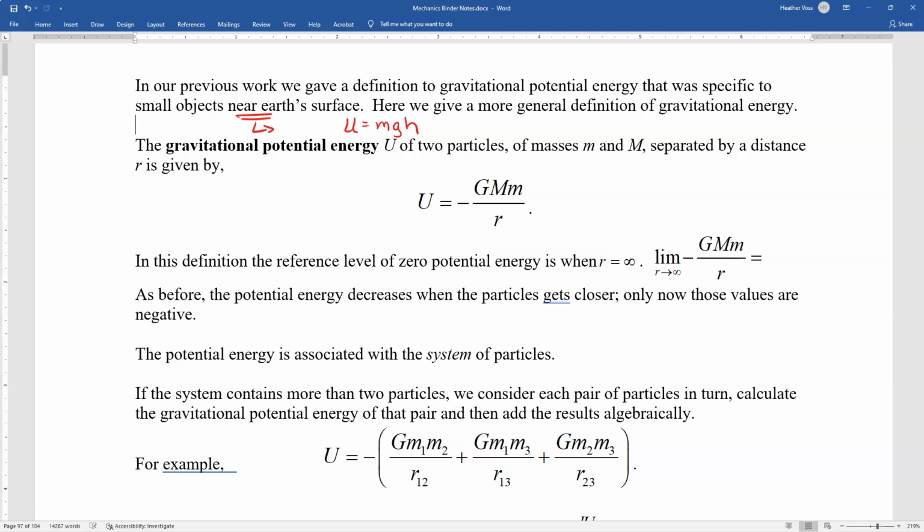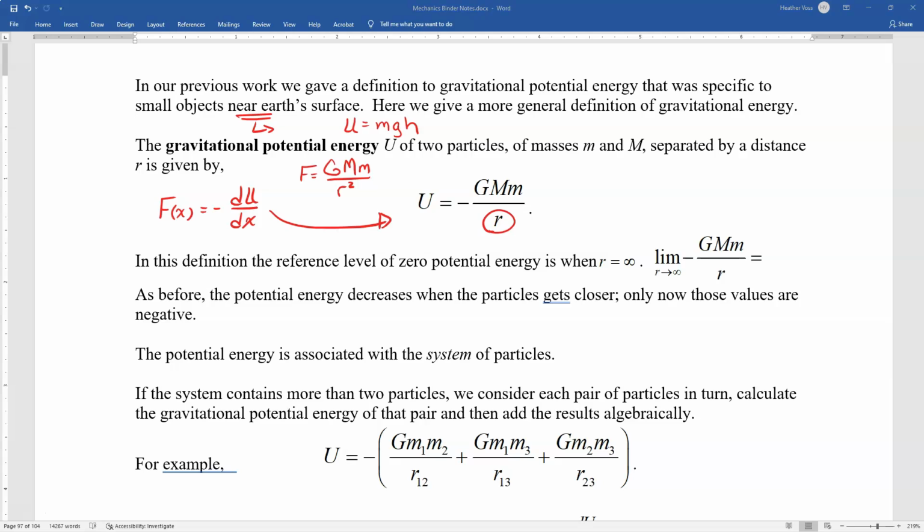Now, you may remember that when we were dealing with forces, forces are the negative derivative of potential energy with respect to position. So if we think about that with our universal gravitational force, where it was G m m over r squared, what we got from this tells us that our universal gravitational potential energy is negative G m m over r, where r is the separation distance.